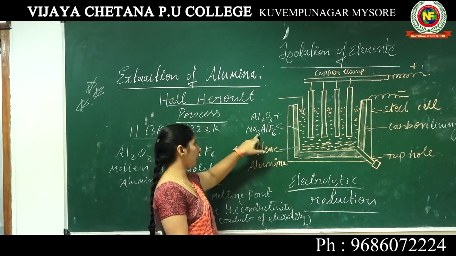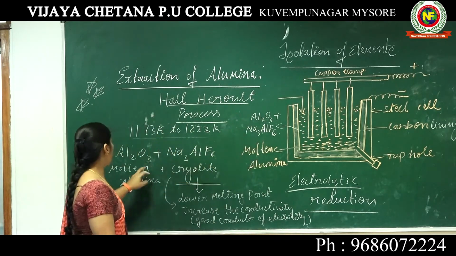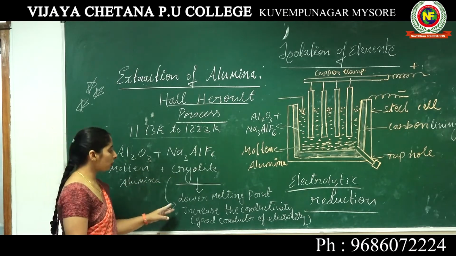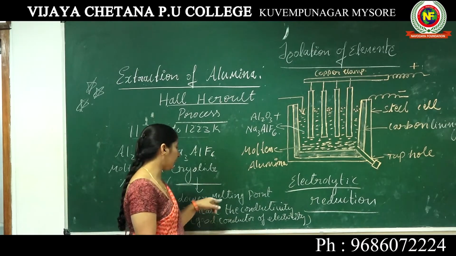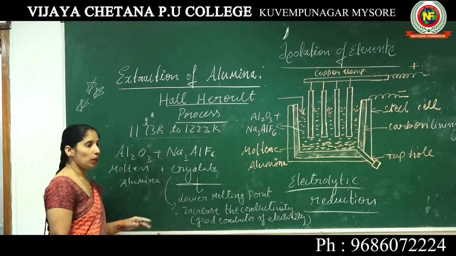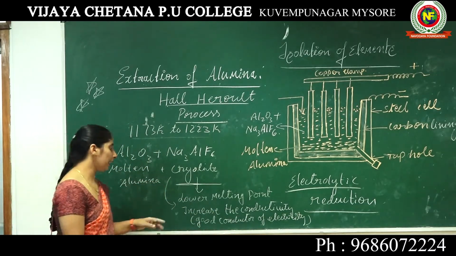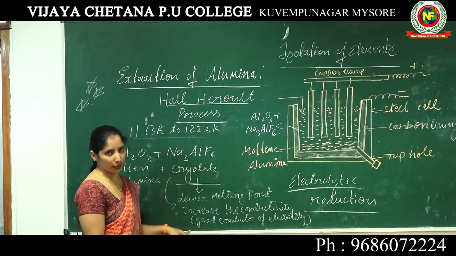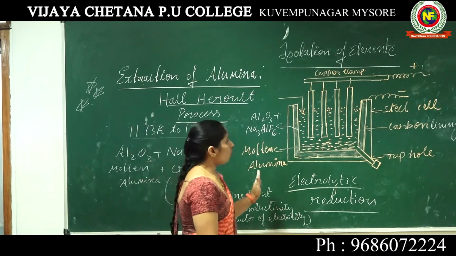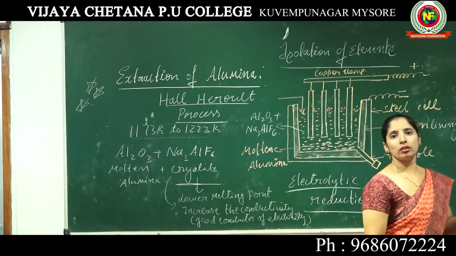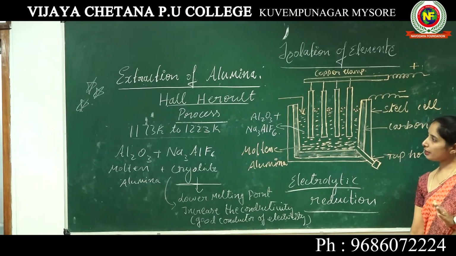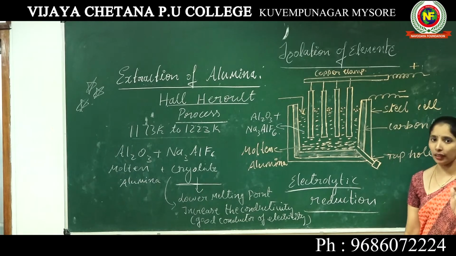The cryolite, Na3AlF6. Why are we adding the cryolite? Because it will lower the melting point and increase the conductivity. It lowers the melting point of the bauxite and increases the conductivity, meaning they are good conductors of electricity. So when the electrolysis is carried out at a temperature of 1173 Kelvin to 1223 Kelvin.